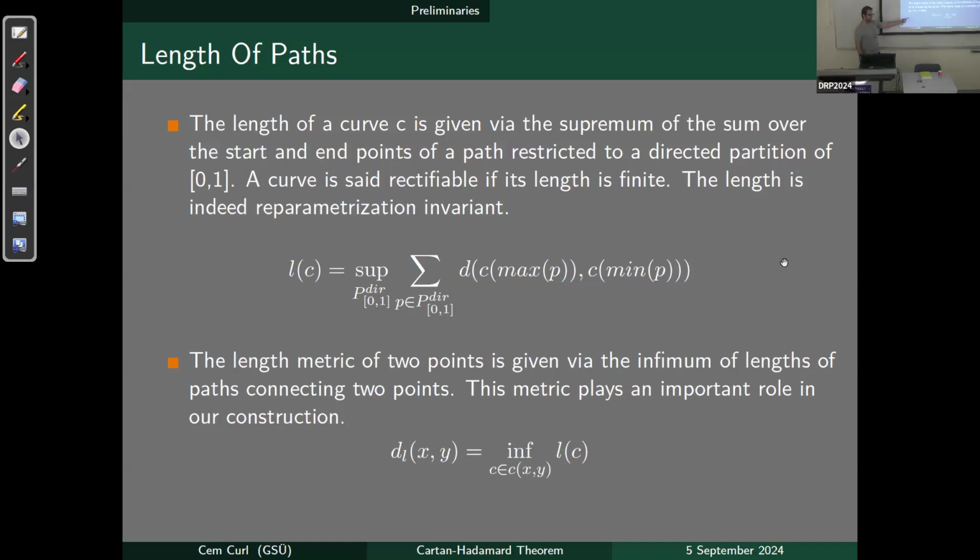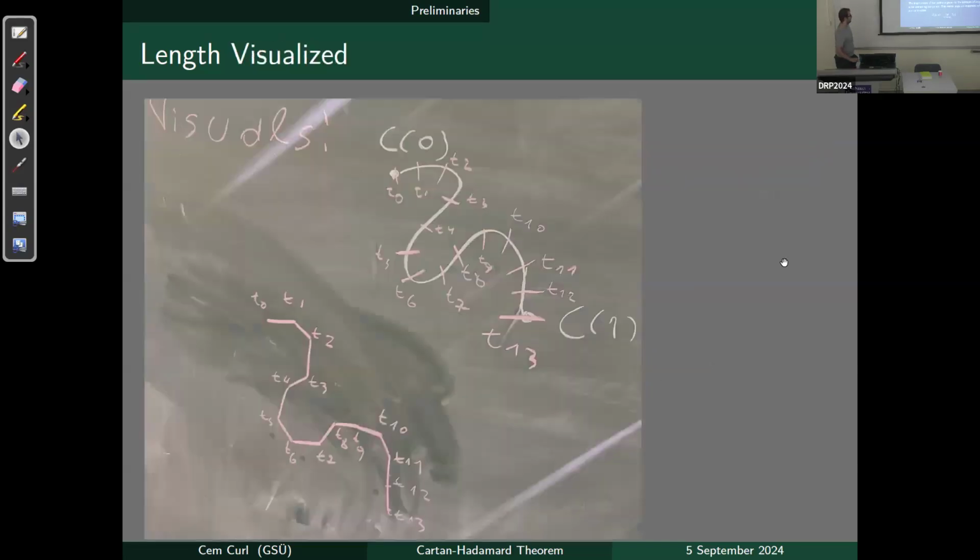But this does not have to be a metric, by the way. It can be a pseudometric. If there are no rectifiable curves between 2 points, you have infinite distance by convention.